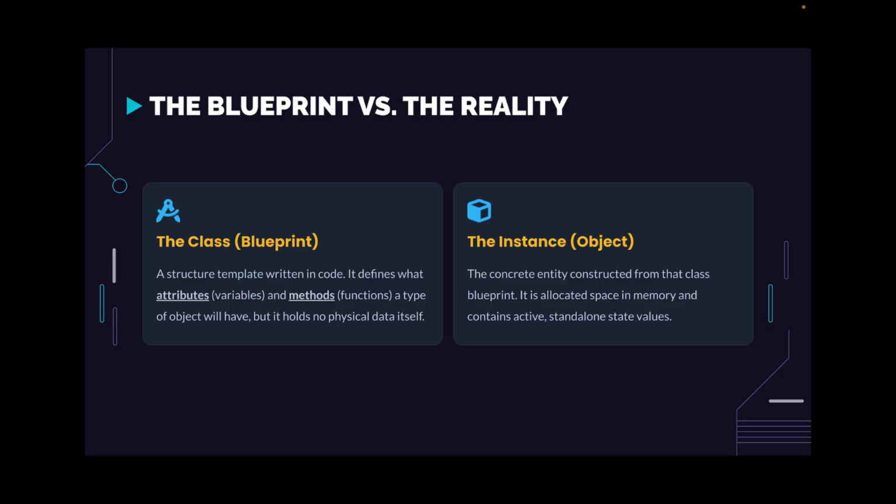So the class is a structure template written in code, and it defines what attributes, variables, and what methods or functions a type of object will have, but it doesn't actually hold data. The instances, or the objects, are groups in the class which have specific data assigned to them. And these objects, which hold the data, have access to all of the methods in the class.